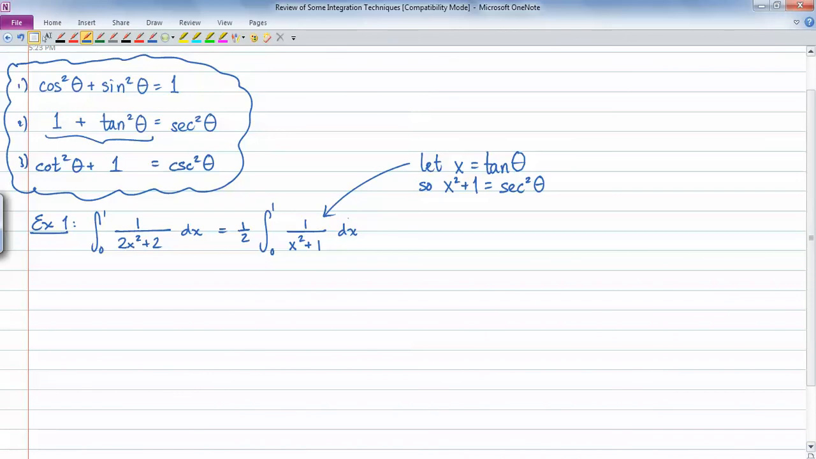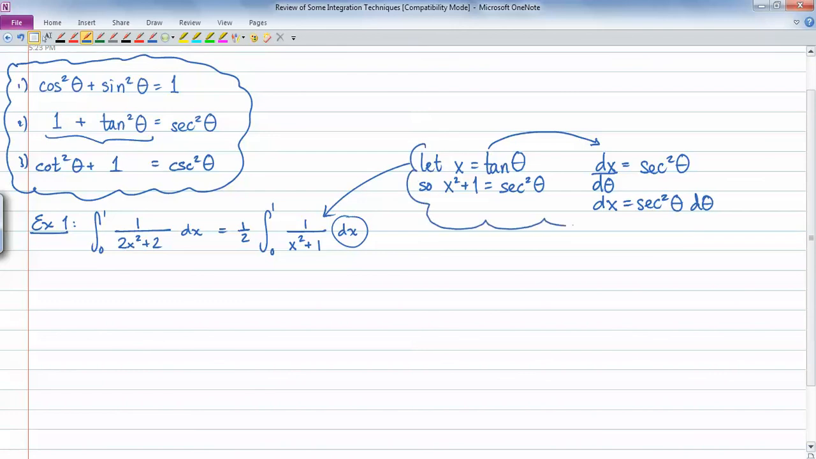Since we're switching stuff around, I'm going to have to figure out what dx is in terms of d theta. So if I take the derivative here, dx d theta would be secant squared theta, if you remember the derivative of tangent. And so then dx is going to be secant squared theta, and then if I bring that d theta over, there it is. So this is the trig substitution I want to use on this problem.